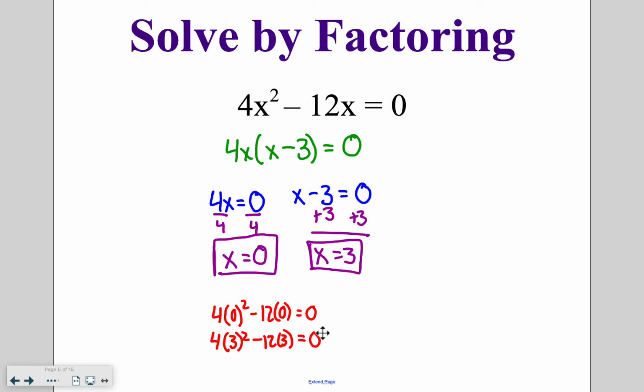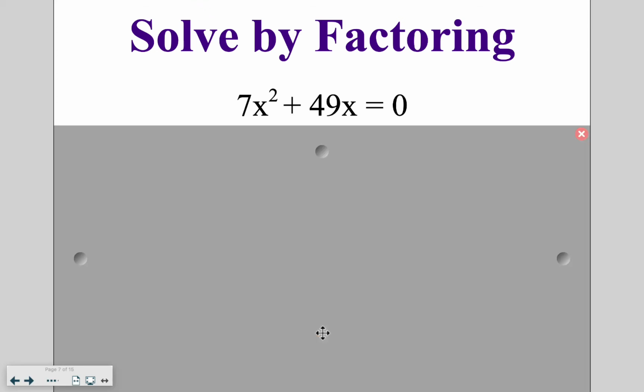So you can plug your answers back into the calculator to check them. You aren't required to do that, but just know you can always check your answers. Go ahead and try this one on your own.